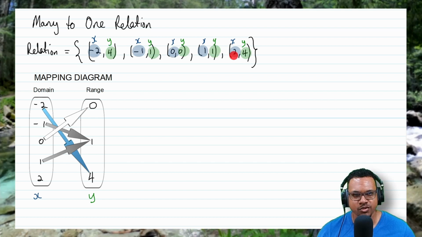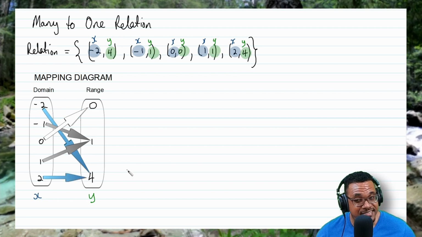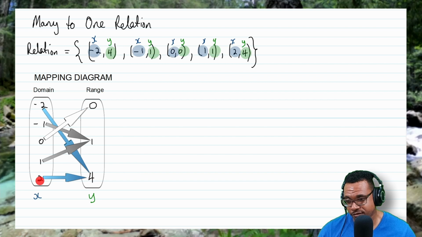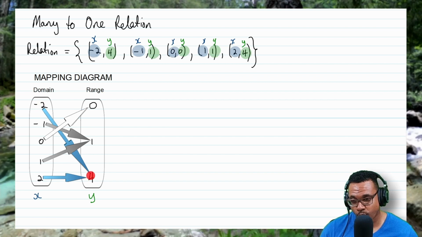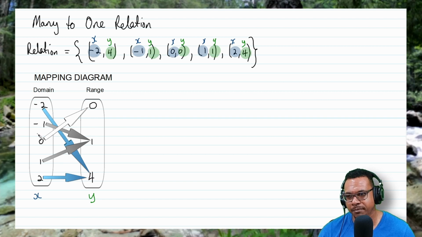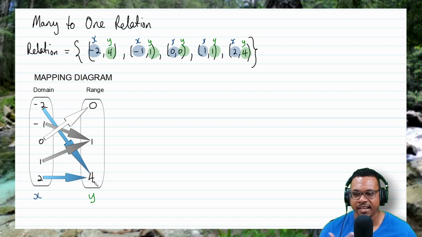And likewise, this 2 is going to be mapped to 4. So we're going to have this 2 mapped to this 4 right here. And again, it's the same thing. This -2 and this +2 mapped to 4 here. So 2 members of the domain mapped to 1 member of the range. So that's many to 1. And that's how you get the name for the relation.